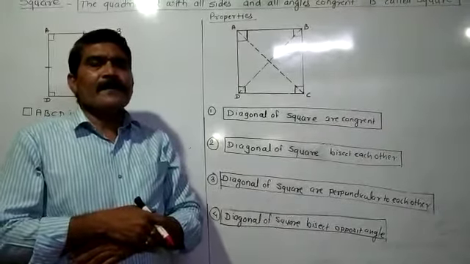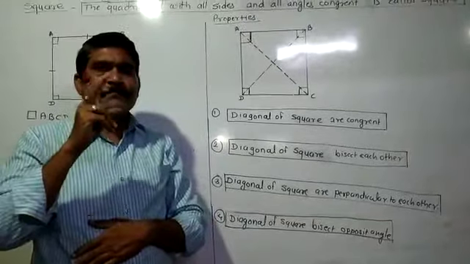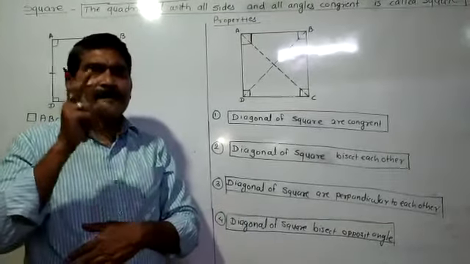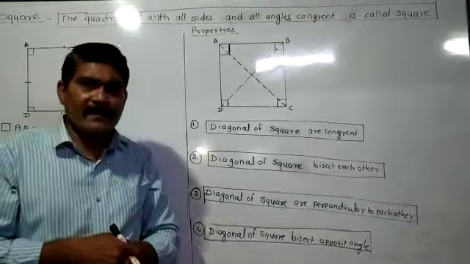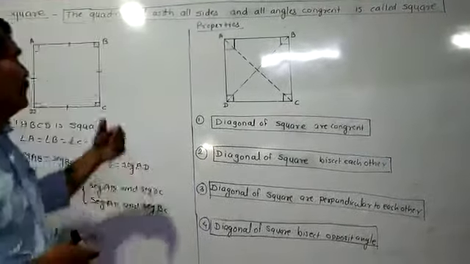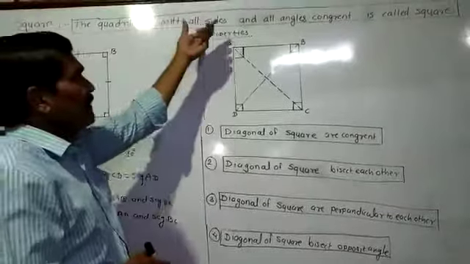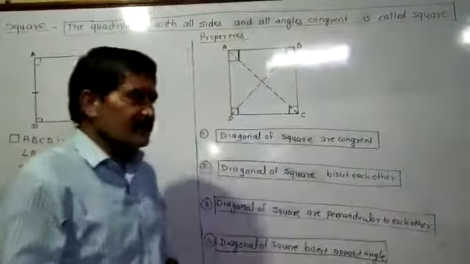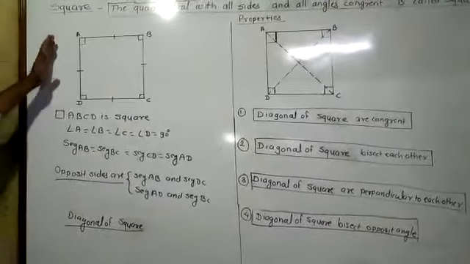Again I will repeat the definition of the square: the quadrilateral with all the sides and all the angles congruent is called the square. So this is the diagram of the square.